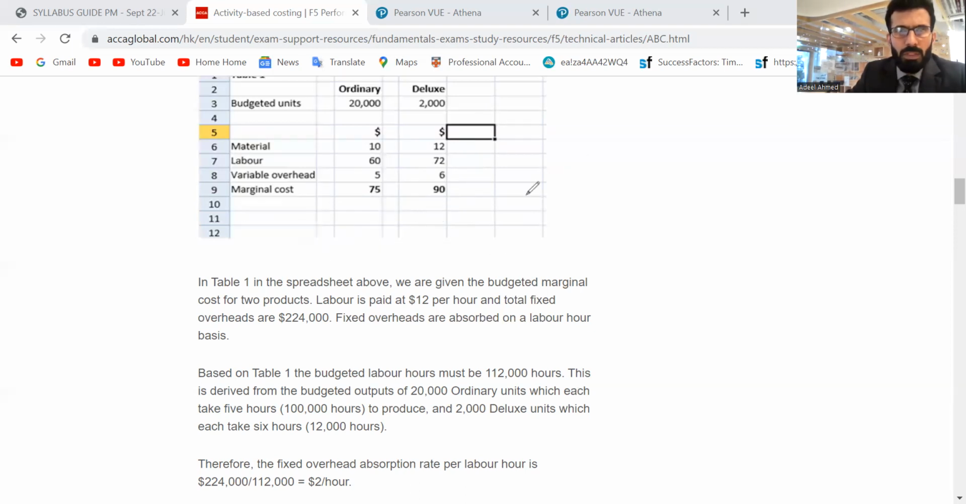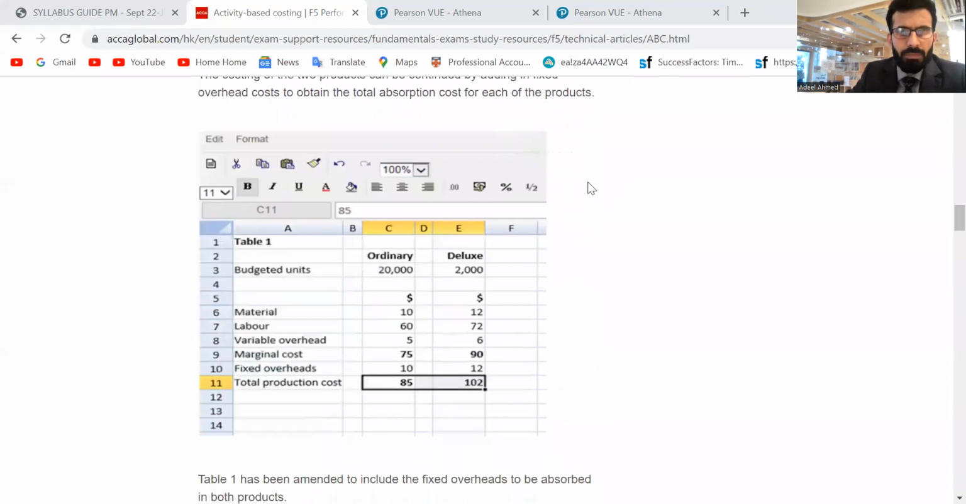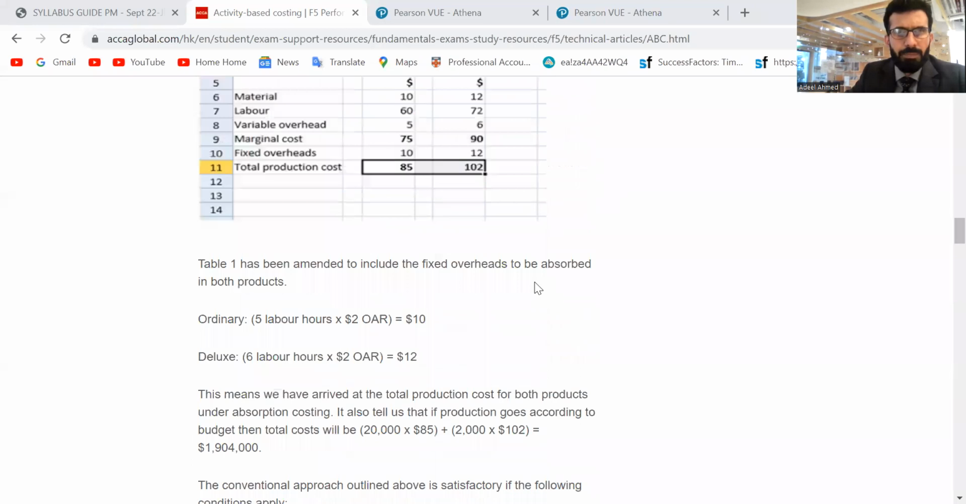So let's move on into the example and see what we have. Yeah, this is what we have discussed. So total cost calculated using absorption costing for each product has been calculated. Now we will move on to activity-based costing, and we will see how this calculation will change once we move to activity-based costing. And if there is a significant difference, then we will prefer using activity-based costing as a technique.